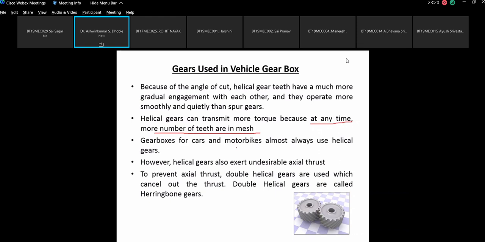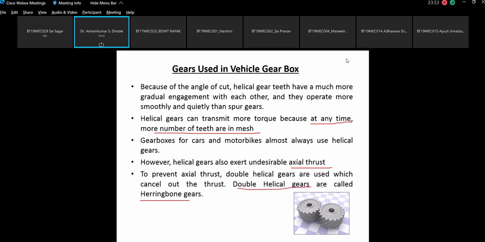Gearboxes for cars and motorbikes almost always use helical gears. However, helical gears also exert undesirable axial thrust. This is what I have recently told you. Now, to prevent axial thrust, double helical gears are used, which cancel out the thrust. Double helical gears are called herringbone gears. Okay, so this you are aware of.